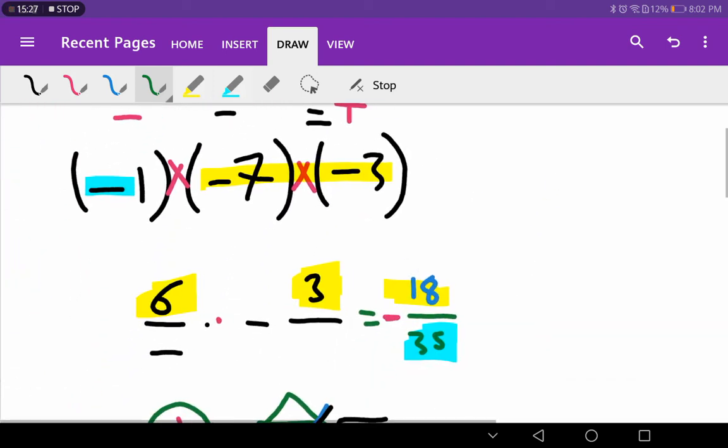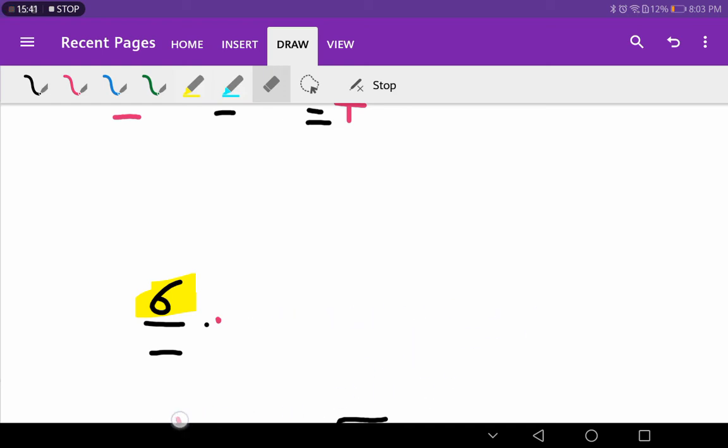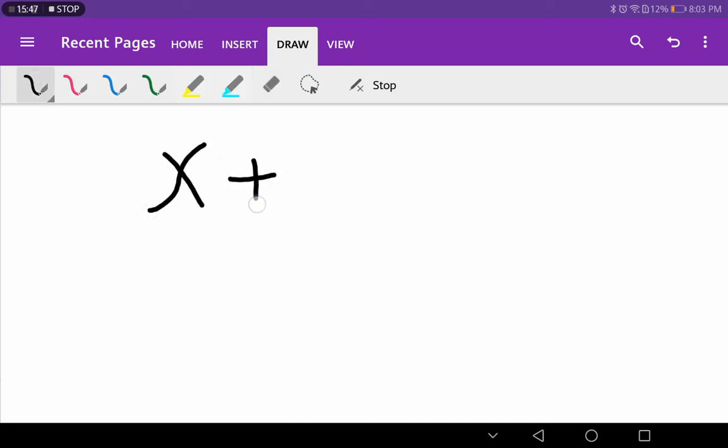What else? Okay, now let us move to 2.1. Okay, and your life will be beautiful. How do we solve a one-step equation? I know you know. For example, x plus 3 equals 5.